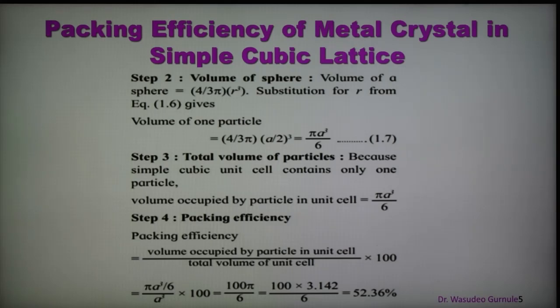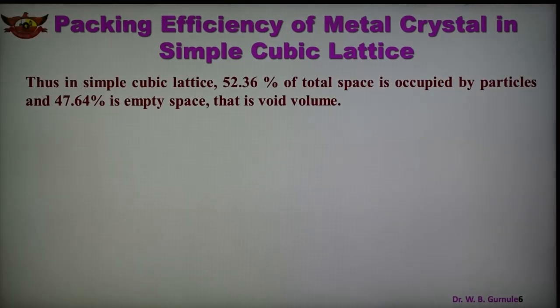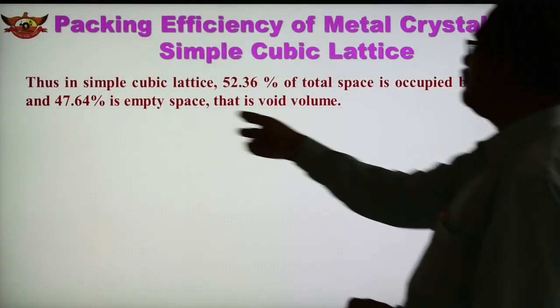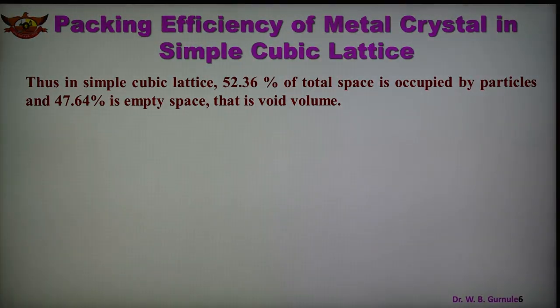So 52.36 is the packing efficiency in case of simple cubic, and therefore this is the space which is occupied out of 100, and the remaining is the unoccupied, which is known as the void. So 52.36% is occupied by the particles and 47.64% is unoccupied, which is known as void. So this is the packing efficiency in case of the simple cubic lattice. It is given here, simple cubic lattice, 47.64% of the empty space is there. That empty space is known as the void. Void is an unoccupied space.